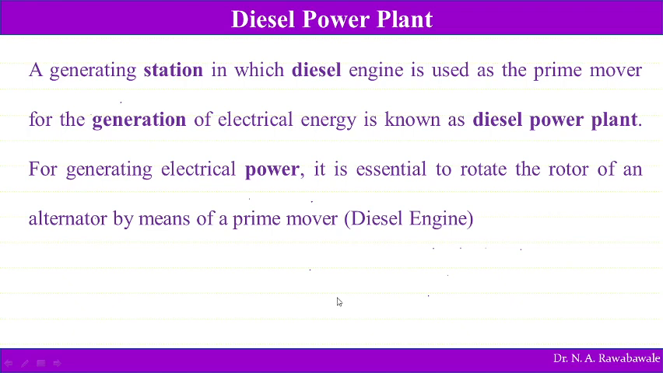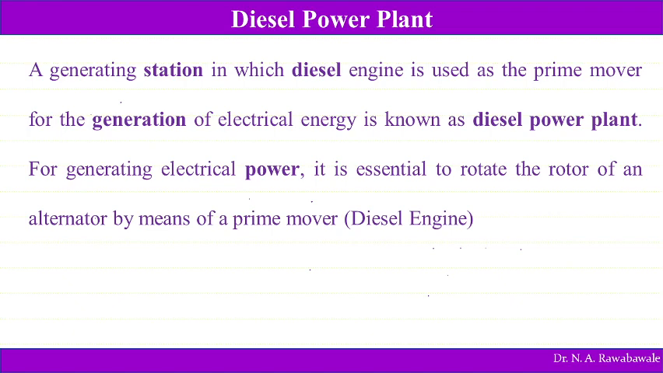So first we are going to discuss diesel power plants. The diesel power plant is similar to the thermal power plant, only the kind of prime mover used is a diesel engine. In a steam power plant or thermal power plant, the steam turbine is used as a prime mover to convert heat energy into mechanical work. Here the diesel engine is used to convert heat energy into mechanical work. This is the major difference between a steam power plant and a diesel power plant.